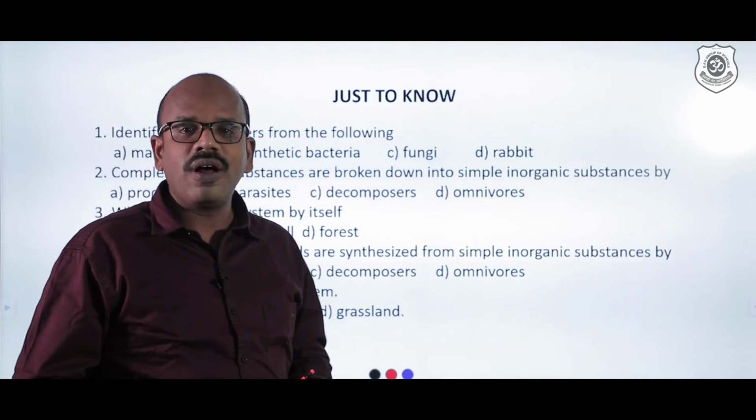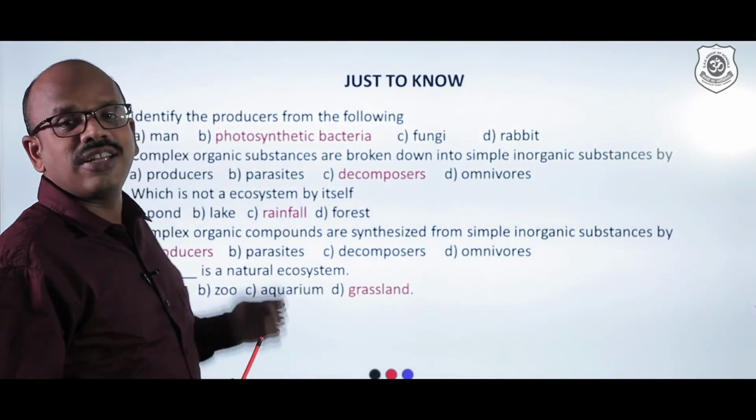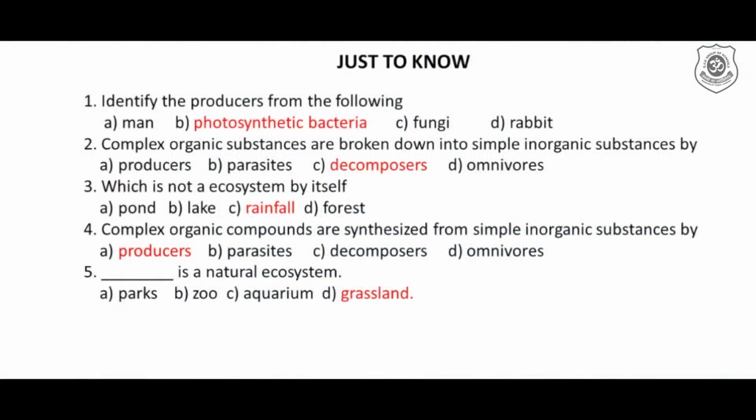Shall we go and see the answer now? The answers are here. The first question, the answer is photosynthetic bacteria. For the second question, the answer is decomposers. If complex organic substances are broken down, it means decomposers. And if complex organic substances are synthesized, it means producers.